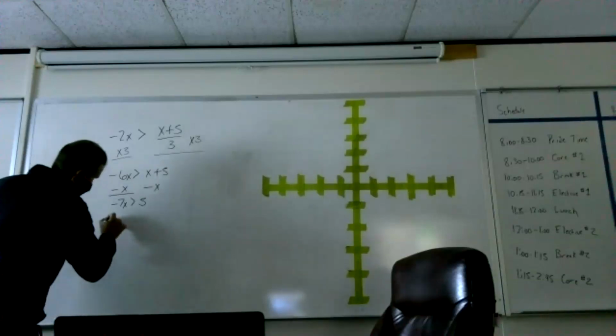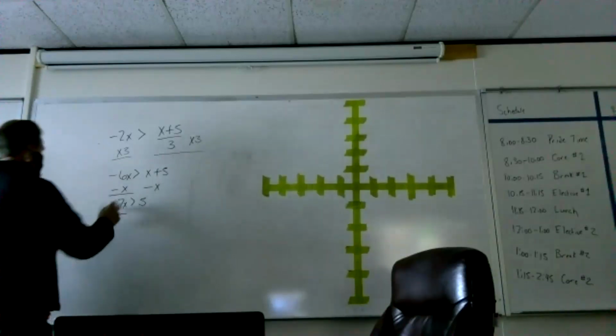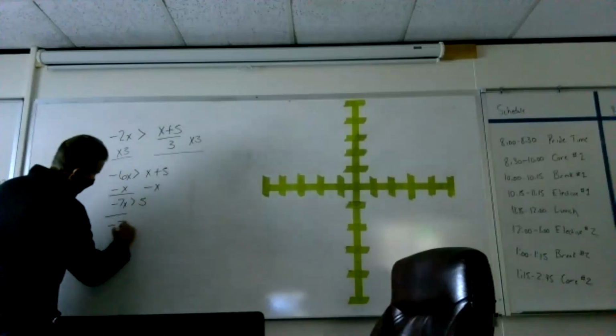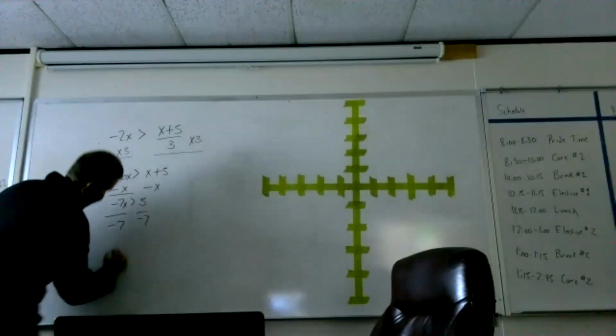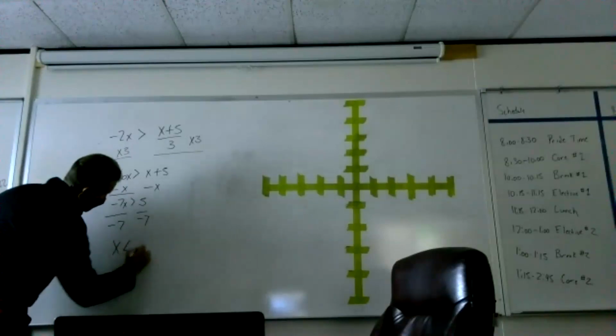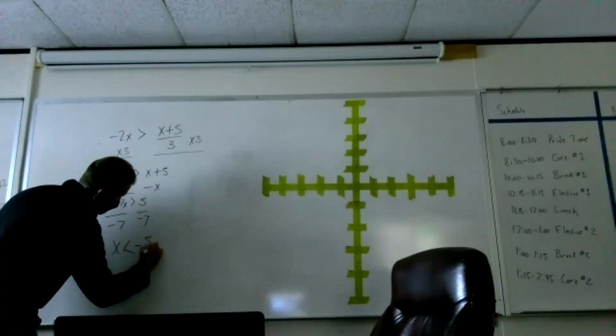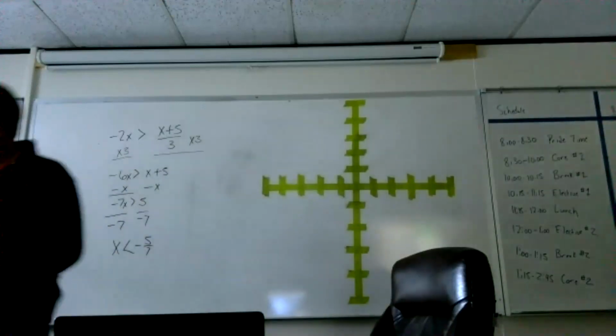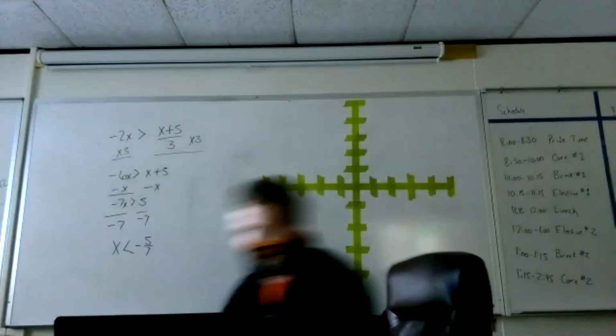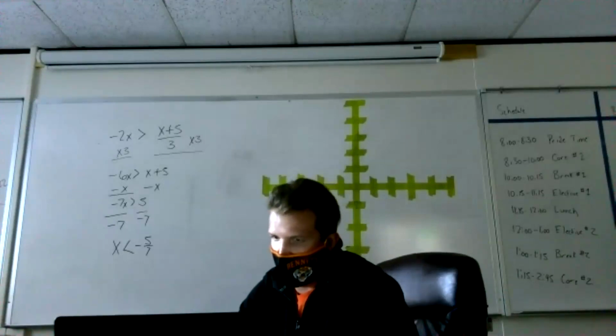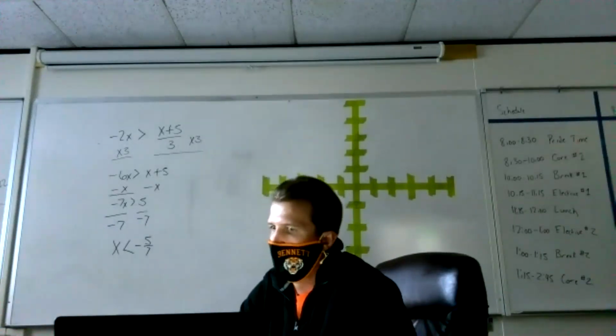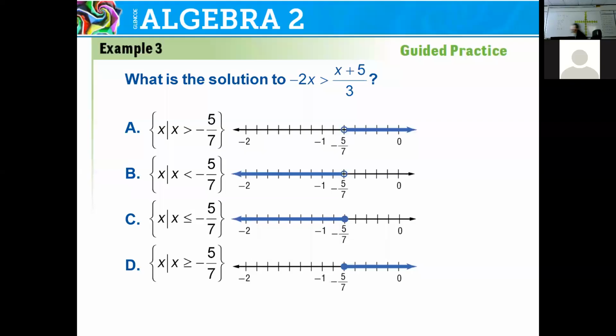And then to finish it off and completely isolate my variable, since it's -7 times x, I divide both sides by -7. And I'm left with x is less than -5/7. So on the graphs that are right there, I want to find one that has an open circle on -5/7 and that is shaded to the left, which looks like it should correspond to letter B. And we're done.